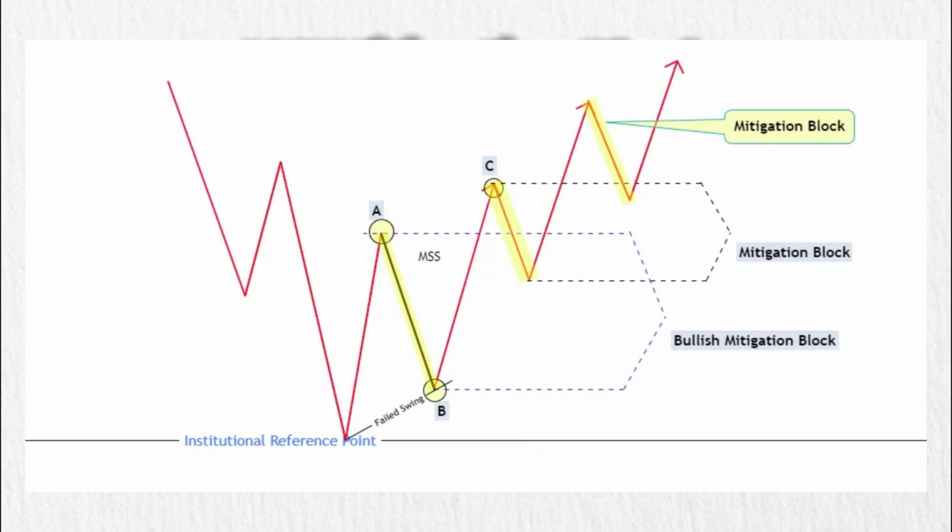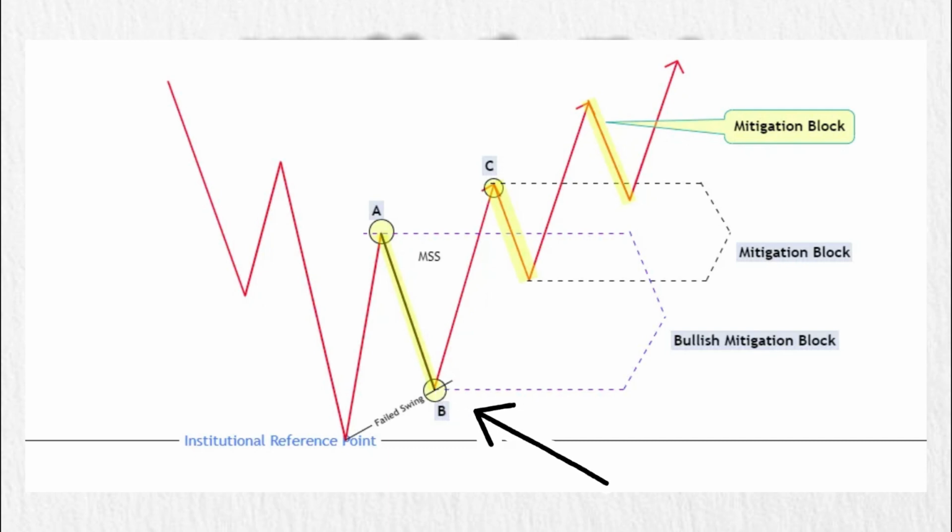Bullish ICT mitigation block forms at the end of a bearish trend when price reaches a strong bullish institutional reference point like bullish order block or breaker block, or a higher time frame sell side liquidity is taken. When price reaches bullish institutional reference point or takes higher time frame sell side liquidity, and then instead of making a new lower low, it posts a higher low.